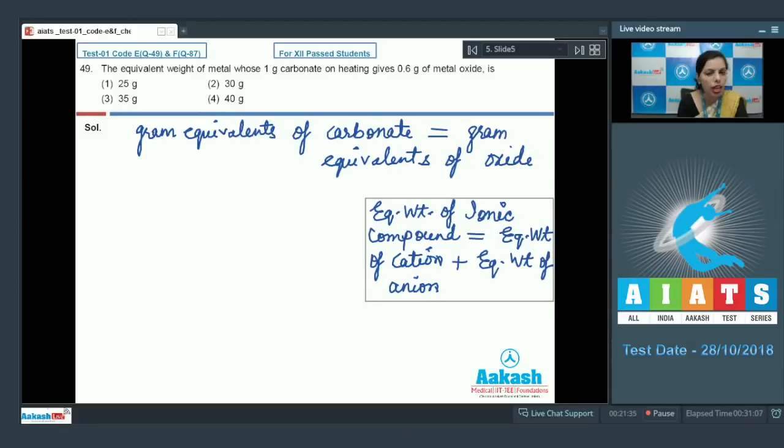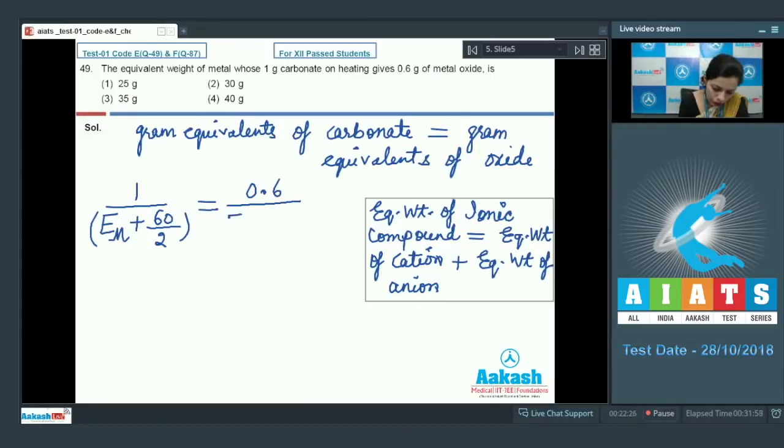Now it's the turn for the carbonate. We have to find out the equivalent weight. The given mass is 1 gram divided by its equivalent weight. Suppose the metal is E, and we are taking its equivalent mass. Now in this case the carbonate ion is the anion, and what would be its equivalent weight? Its molecular weight 60 divided by n factor, that is 2. This should be equal to the gram equivalent of the oxide. Mass is 0.6, that's given in the question, divided by the equivalent weight of the oxide.